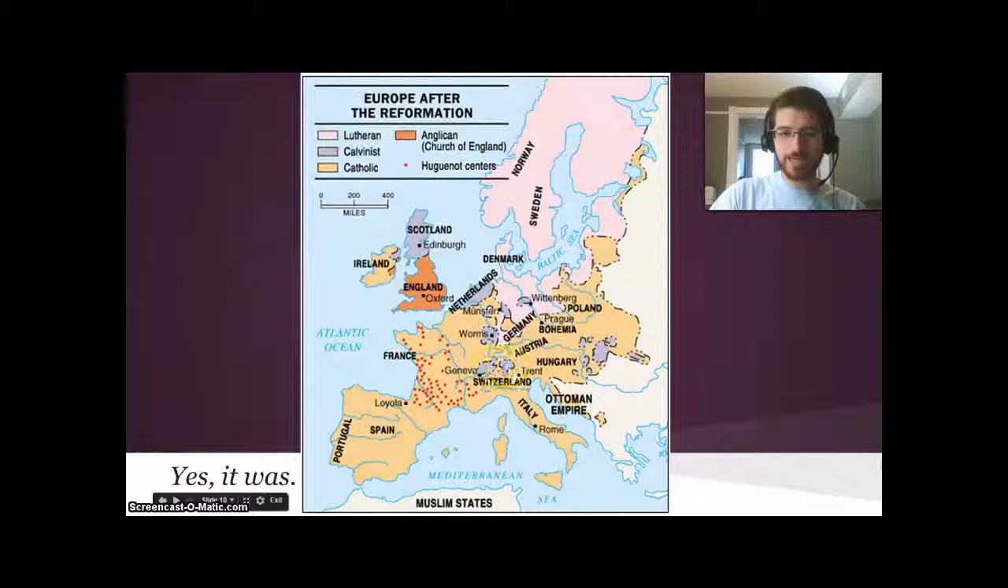You see little pockets of Calvinism. Here are Huguenot centers over here in France, those French Protestants. Here's the Lutheran Church, which spreads all the way through Northern Europe like that. But then, still a lot of Catholic area. That said, it was way too late to just stamp out Protestantism like they had Jan Hus and John Wycliffe.